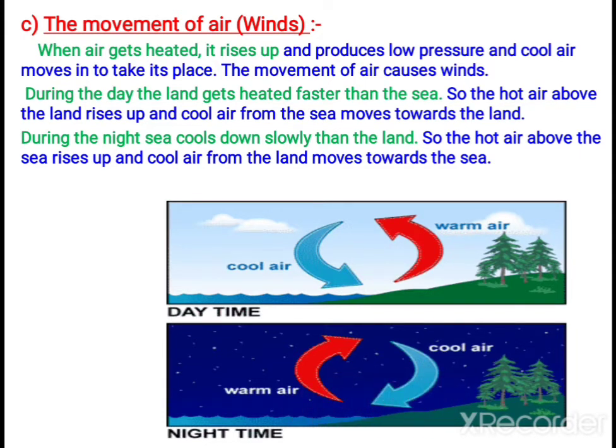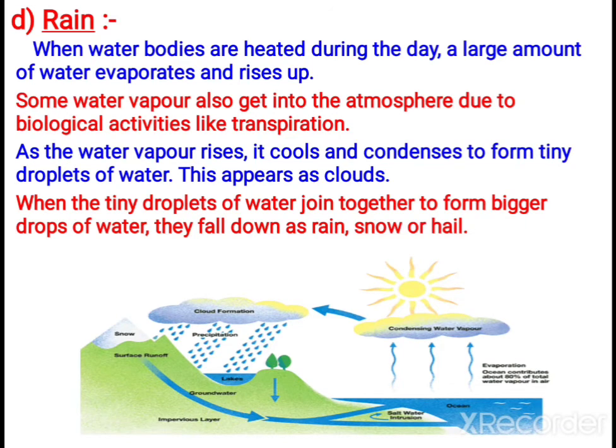Okay. So now let us study the other one, regarding rain. When the water bodies are heating up during the day due to the sun, a large amount of water vapor evaporates and goes up. Some of the water vapor gets into the atmosphere. And how does water vapor go into the atmosphere? From the plants also.